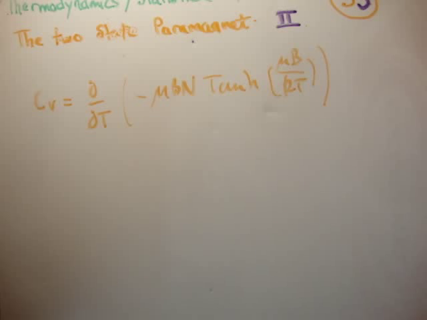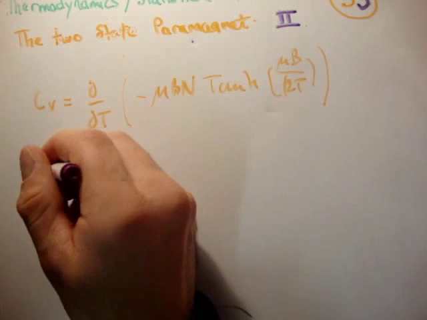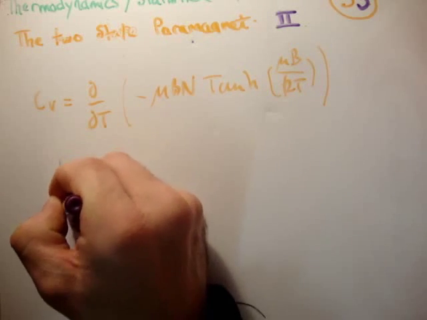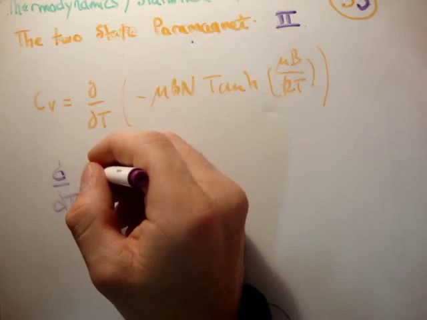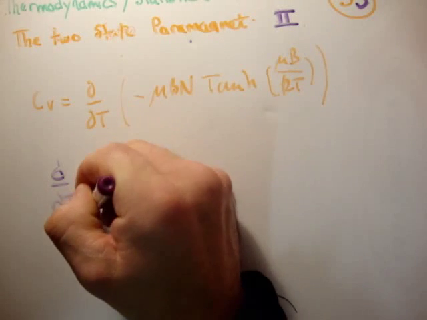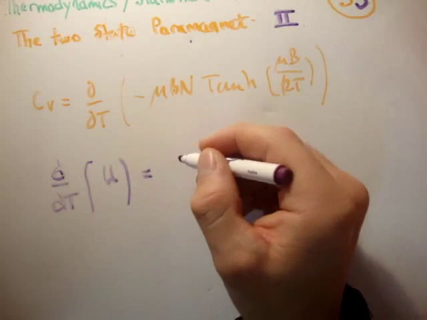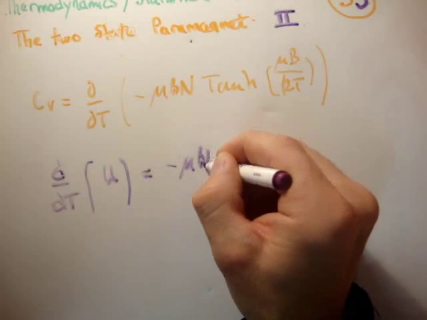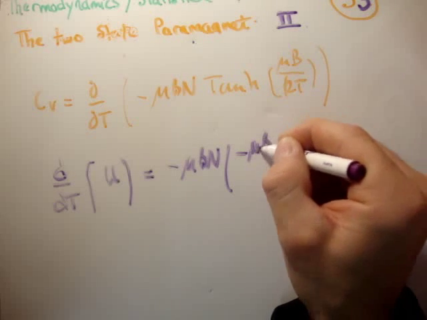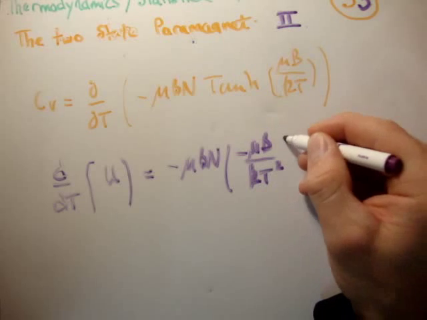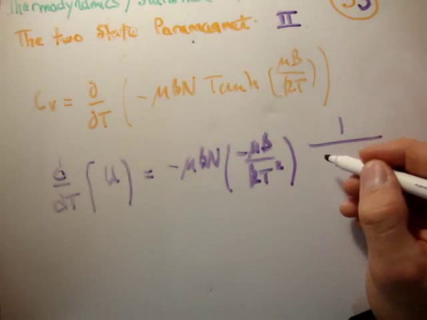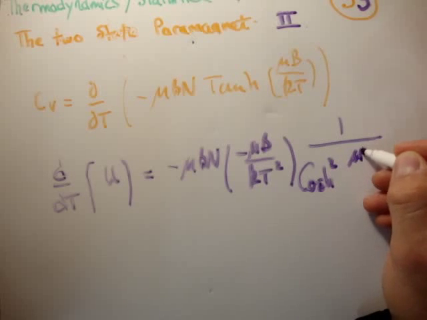Now, we know that, for example, the hyperbolic tangent is hyperbolic sine divided by hyperbolic cosine. Now, I'm not going to really go into it, but you're going to get terms of cosh squared and hyperbolic sine squared and so on. And we know that cosh squared minus sinh squared is equal to 1. So basically, I'm not even going to do it because it's pretty straightforward, right? But you're going to get the following. The d dt of u is going to be equal to minus mu bn times minus mu b over kt squared, times 1 over cosh squared mu b over kt.